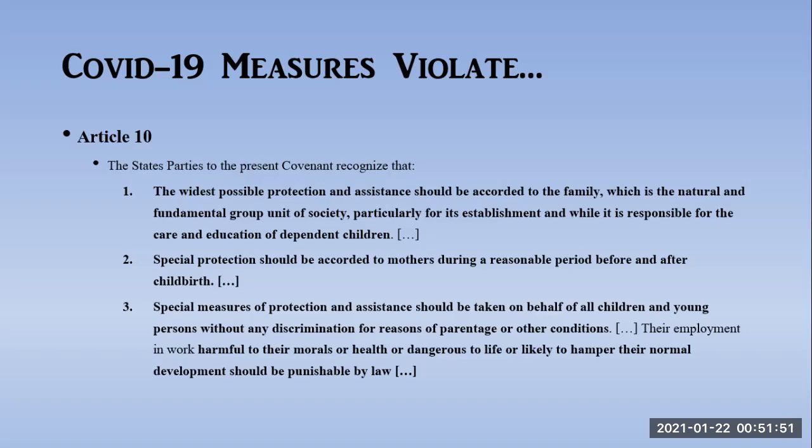Now we have this masking of children going into schools and the mandatory testing and the contact tracking and tracing, and then the vaccinations. And if they make those vaccinations conditions of attending schools, that is not protection and assistance for children. That is violating their human rights, and that is unsafe. That is dangerous to their life and likely to hamper their normal development, and that should be punishable by law.